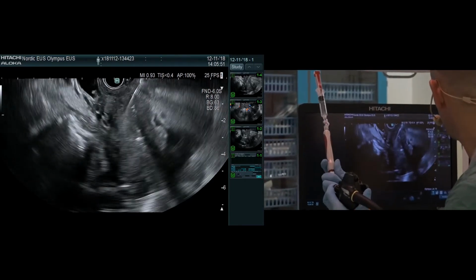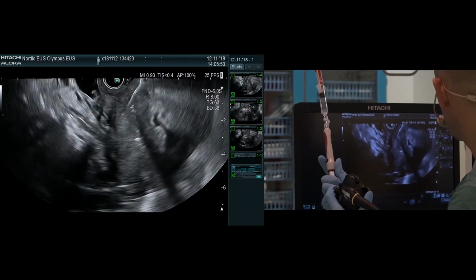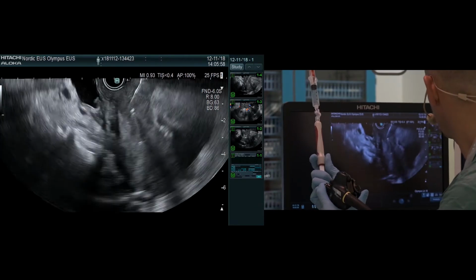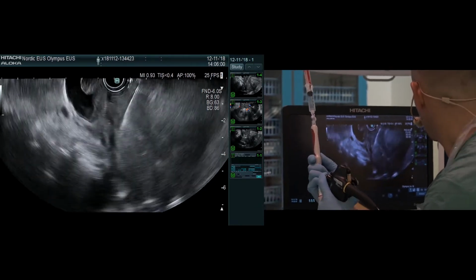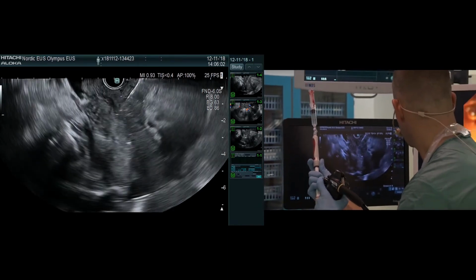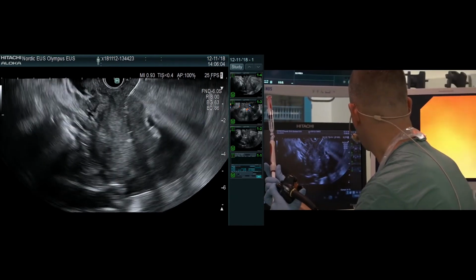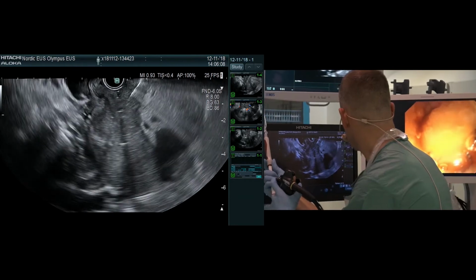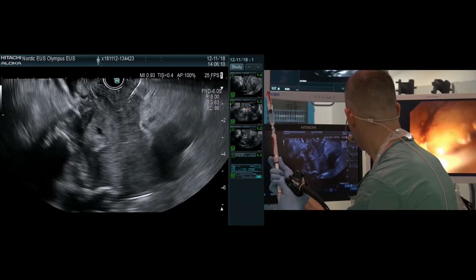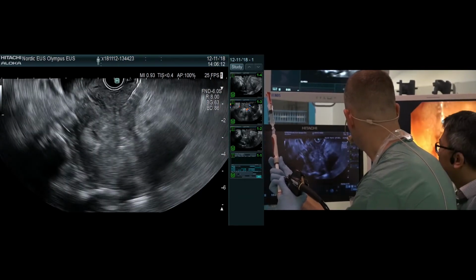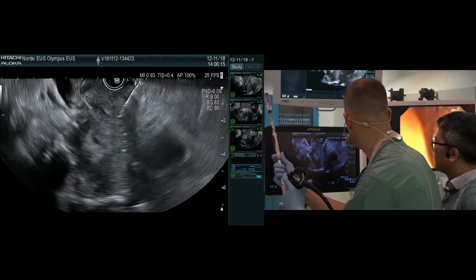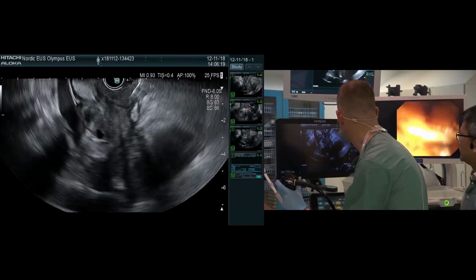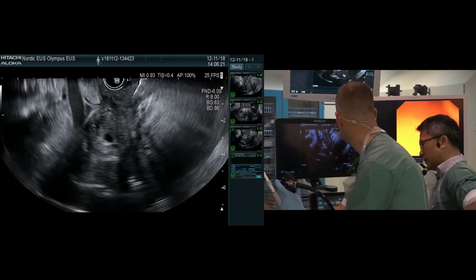I'll try to move within the tumor and try to show you the fanning technique if possible. So going from one side to the other side of the lesion. Not sure. So does it feel hard, Thomas? Yes. You want me to hold the scope?